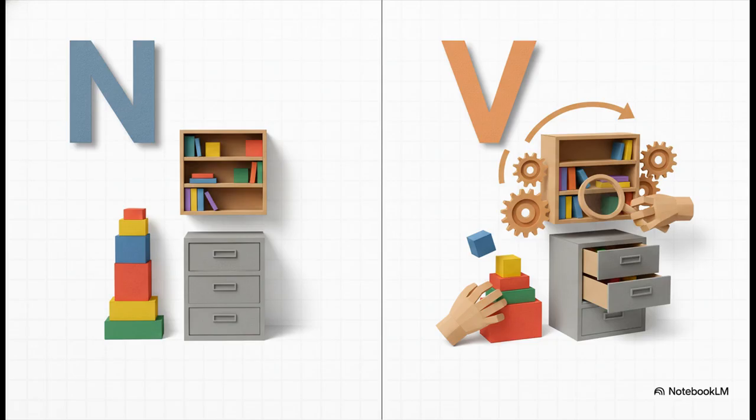And here is the absolute simplest, most powerful way to remember this. Data structures are the nouns. They're the things, the objects, the containers. Algorithms are the verbs. They're the action words. They're the instructions that tell you what to do with the nouns.